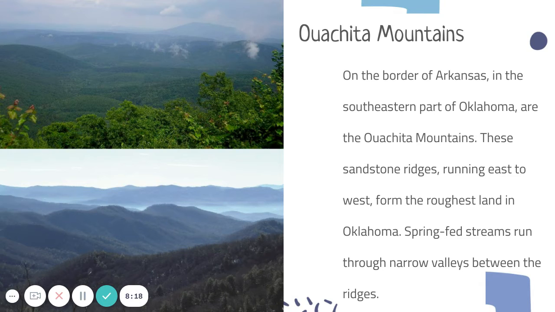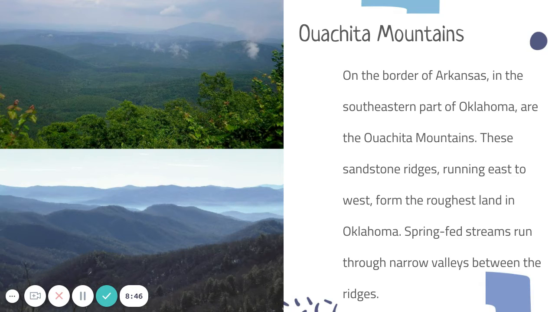You might see some elevation in some of the hills. Maybe you might run into some plateaus and stuff like that, but you don't see a continuous amount of mountain ranges. However, we see that in the southeastern part, okay, we're touching the border of Arkansas, because this mountain system is within Arkansas as well.